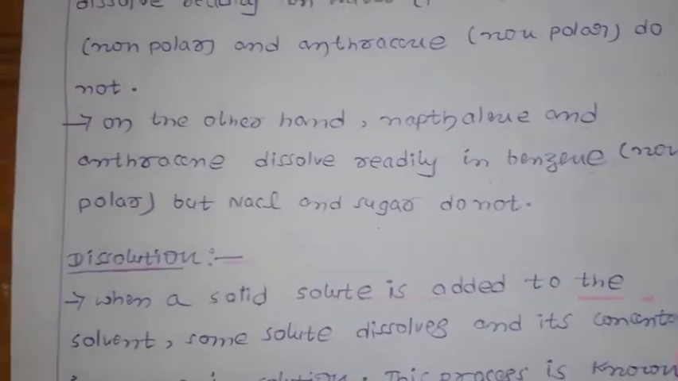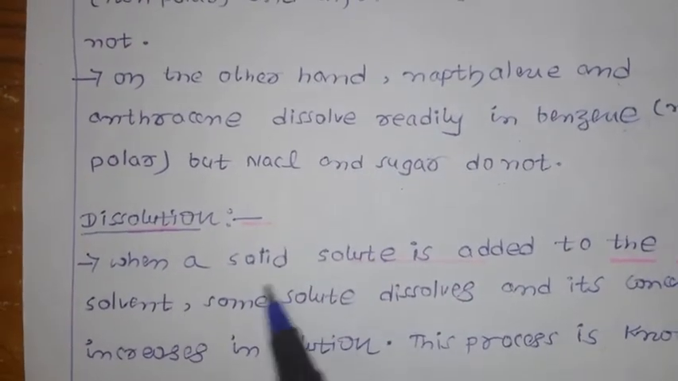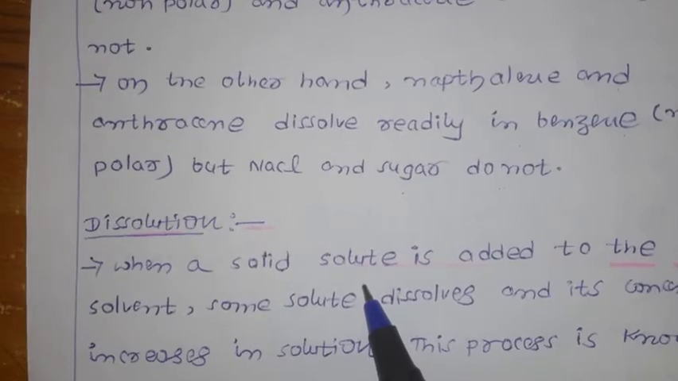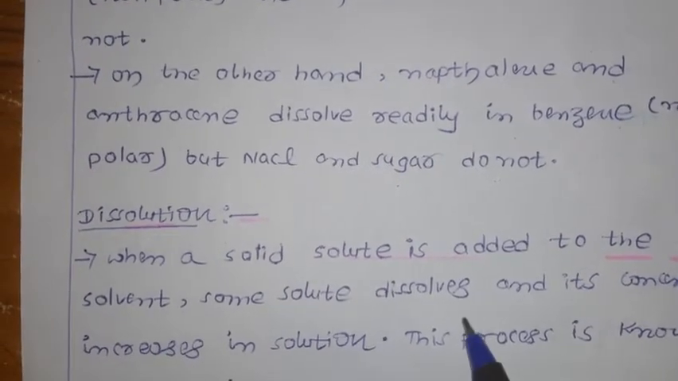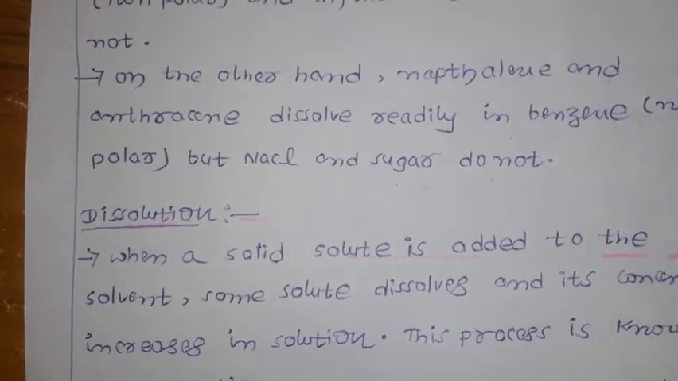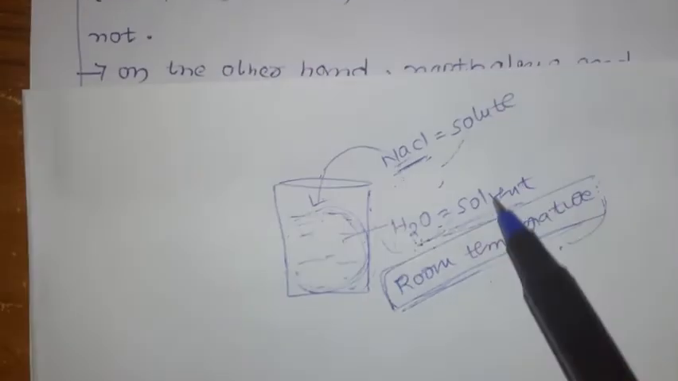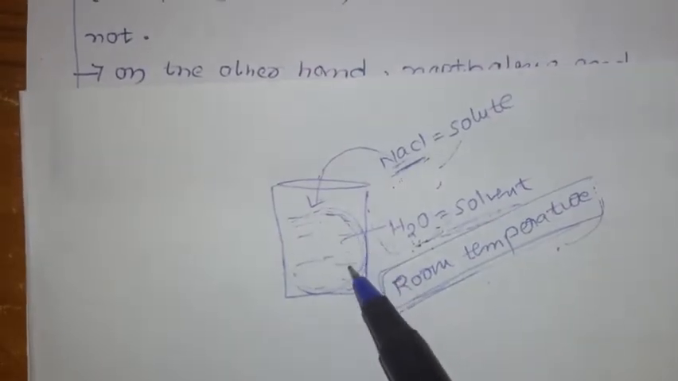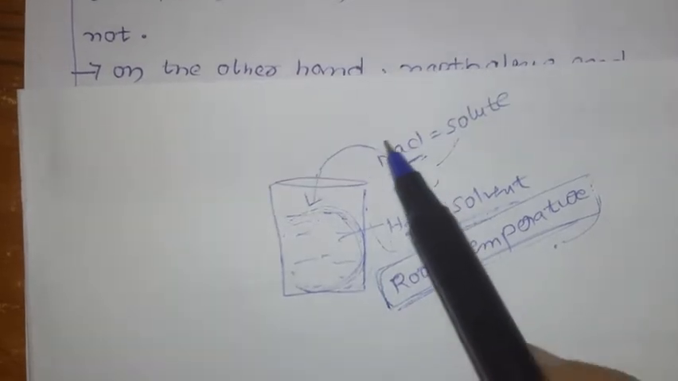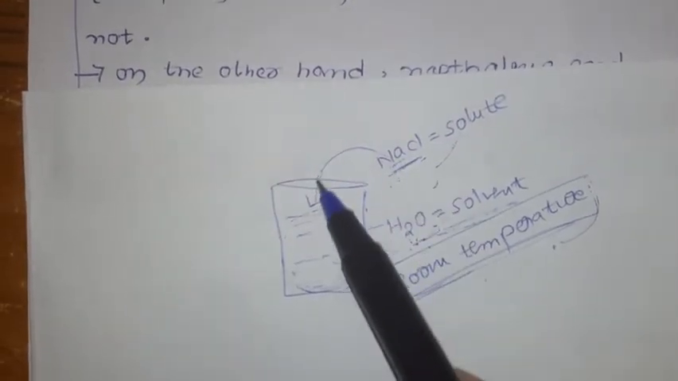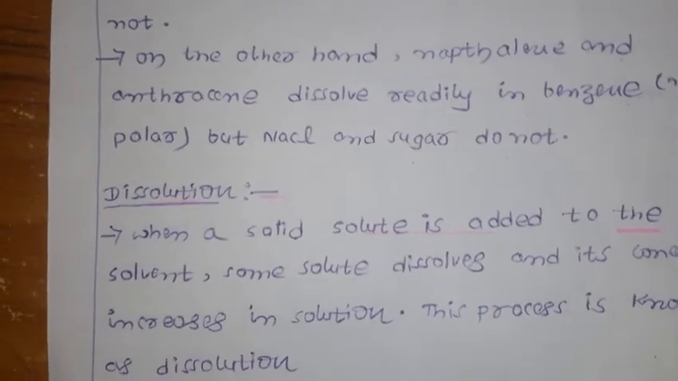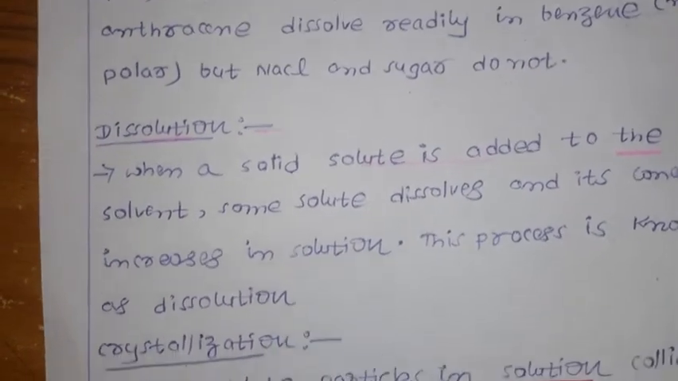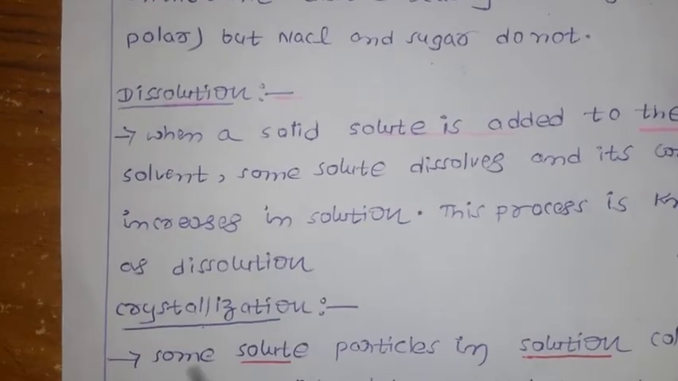Okay, so that is what dissolution means. When a solid solute, just now we took sodium chloride, is added to the solvent, which is water, some solute dissolves and its concentration increases in solution. Once the solute and solvent mix together, we call it a solution. So slowly the concentration of the sodium chloride solute is going to increase. That process is called dissolution.